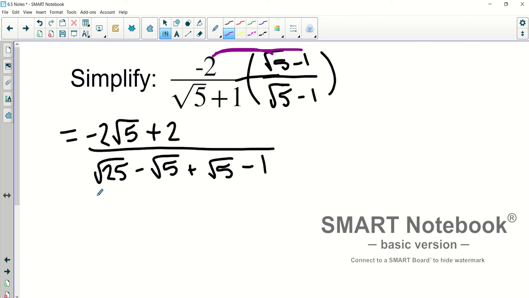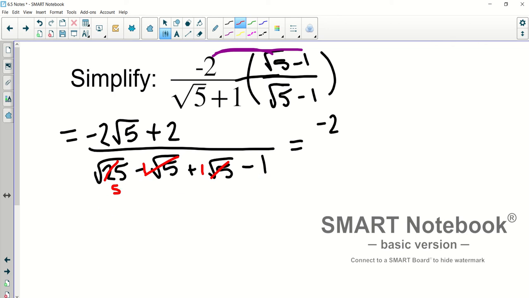Last thing we need to do here is we need to clean some stuff up to combine some stuff if we can. So in the numerator, you can't combine anything, but in the denominator, we definitely can combine some stuff and simplify. Square root of 25 becomes 5. And then the negative square root of 5 plus the square root of 5, I can add these because the radicand of 5 is the same and the index of 2 is the same. So we have negative 1 plus 1. Those cancel. So really in your denominator, you have 5 minus 1.